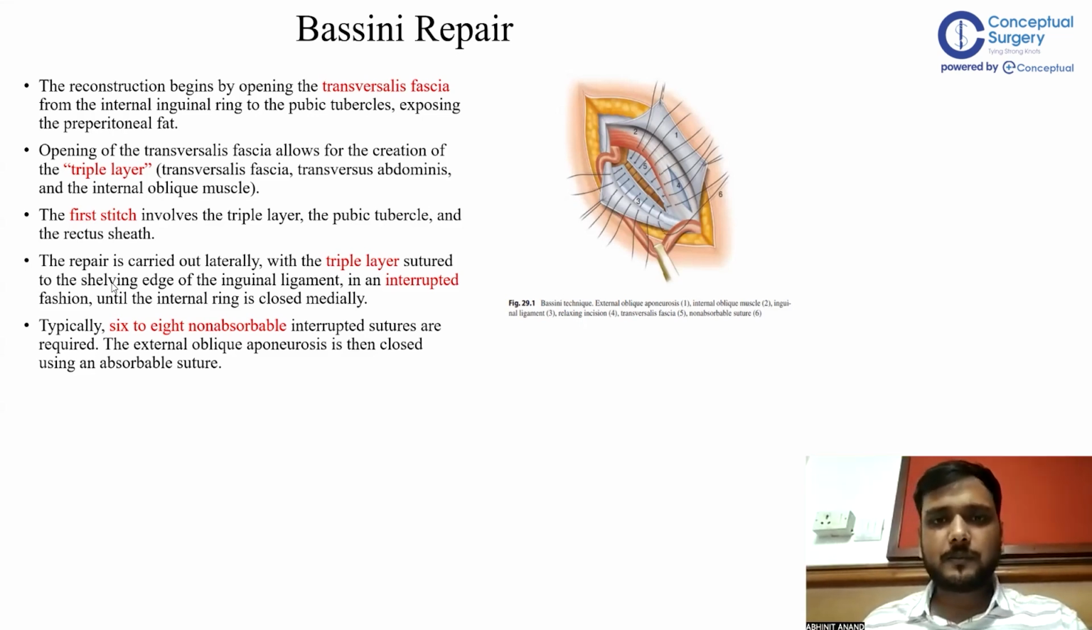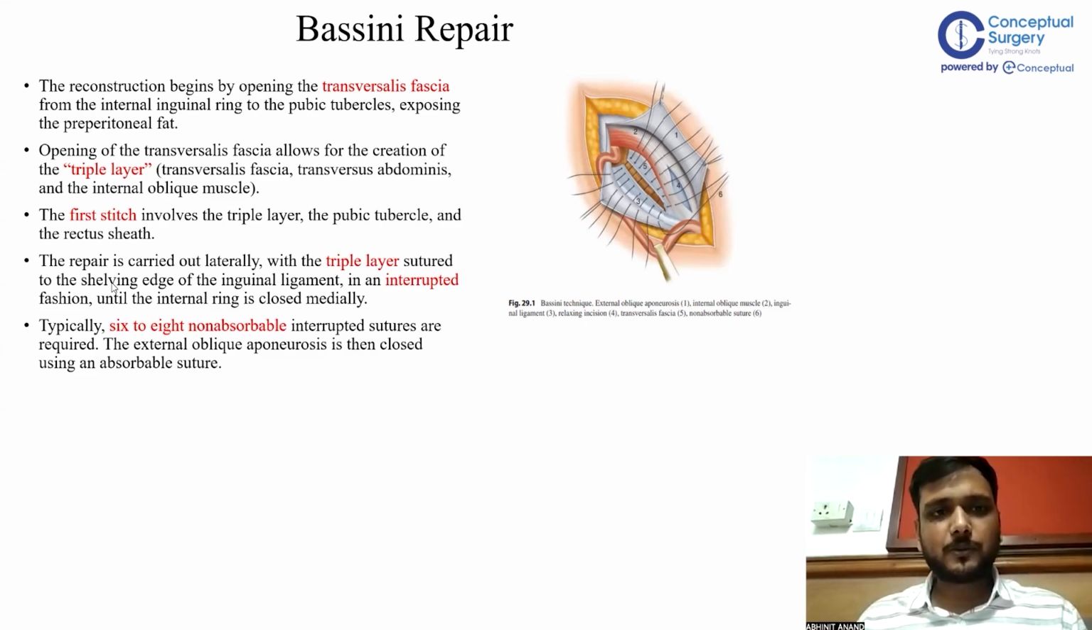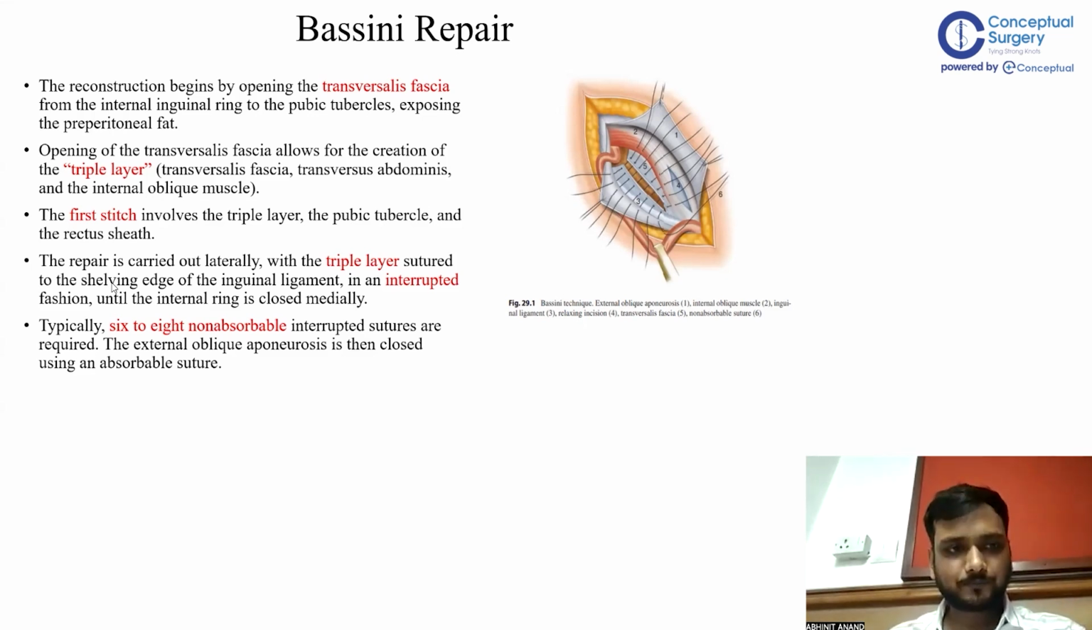The first one is Bassini repair, where we start with the transversalis fascia from the internal ring to the pubic tubercle, exposing the preperitoneal fat, and we place the first stitch over the triple layer, the pubic tubercle, and the rectus sheath. This is the strengthening of the posterior wall. The repair is carried out laterally with the triple layer sutured to the shelving edge of the inguinal ligament in an interrupted fashion until the internal ring is closed medially.